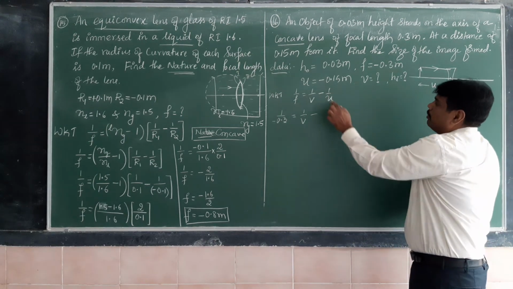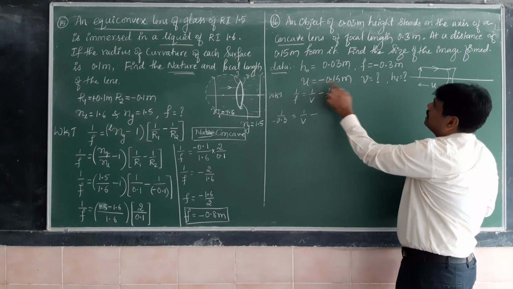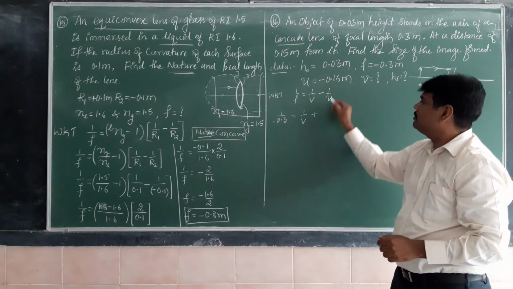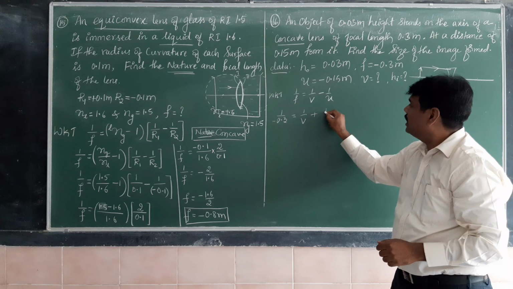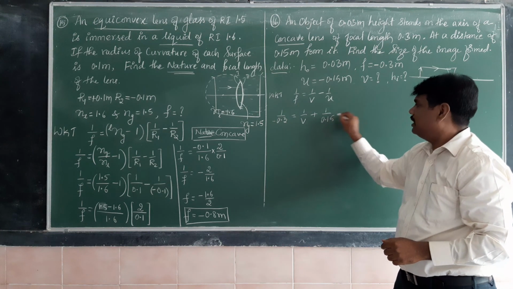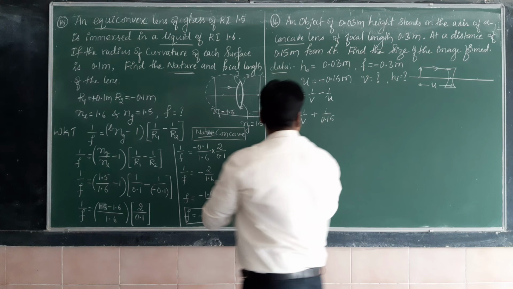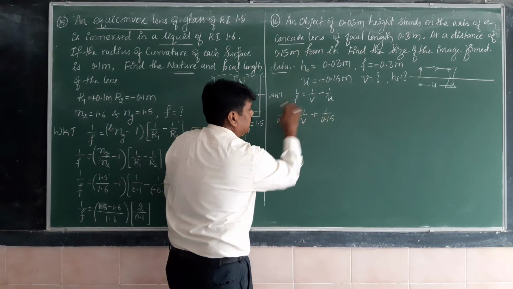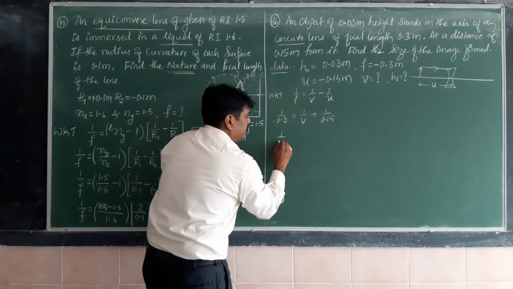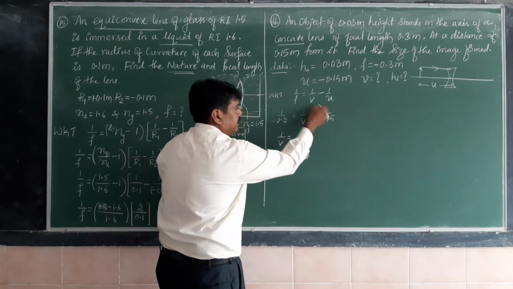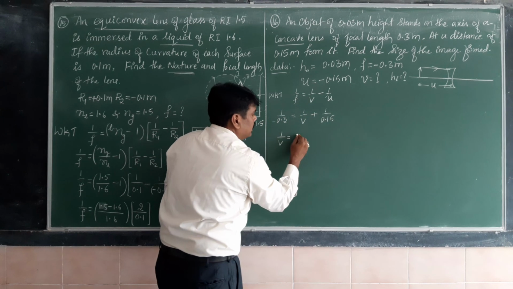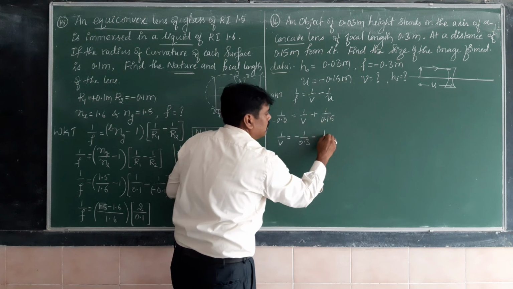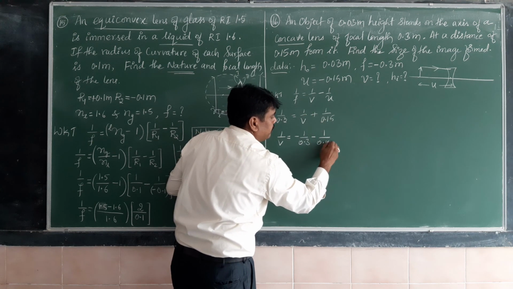1/V, 1/U. U is negative again, so minus of minus plus becomes 1/U, which is 1 divided by 0.15. Now to simplify for V, I want to transfer from here to here. 1/V is equal to, if I transfer it, it becomes negative: minus 1 divided by 0.3 minus 1 divided by 0.15.